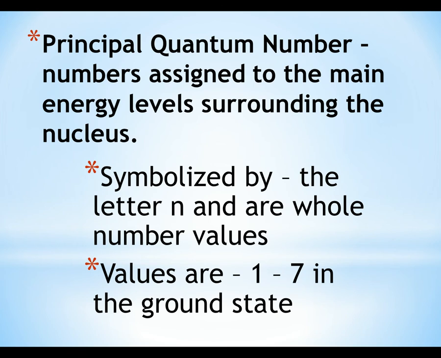So you have some different quantum numbers here. The first is the principal quantum number. Those are numbers assigned to the main energy levels surrounding the nucleus. So when you were in physical science or when you were younger and you drew atoms, these would be the rings that we're talking about. A principal quantum number is symbolized by the letter N and they're whole number values. So the values are going to be like 1 through 7 in the ground state. And ground state just means that the electron is normal. It doesn't have any additional energy added to it.